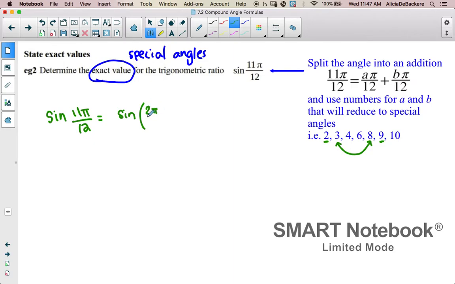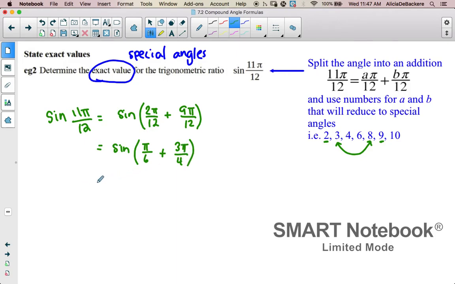So I see that 2 pi by 12s plus 9 pi by 12s, that's the same as what I started with. It's the same as 11 pi by 12. But now I can reduce each of those. So 2 pi by 12s, that's just the same as pi by 6. And there's one of our special angles. And 9 pi by 12, that's just the same as 3 pi by 4, which is related to our special angle pi by 4. It's just in a different quadrant.